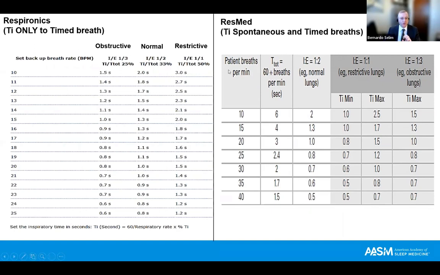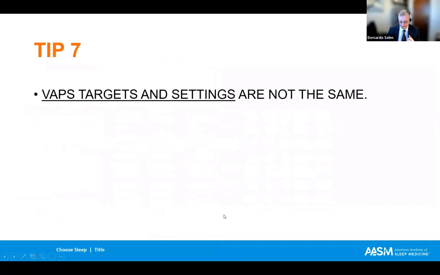What I determine is what my patient's breathing rate is, and what type of disease this patient has, obstructive versus normal versus restrictive. So let's say that my patient is breathing at 15, then I know that if I have an obstructive physiology, my inspiratory time is going to be around 1 second. What about if it's normal, 1.3 seconds? And then what about if it's restrictive? I'm going to leave the inspiratory time longer. So this is how I get my inspiratory time in these patients. I go to the tables and I find it out. You can calculate it if you want to, but this is what our tables are for.